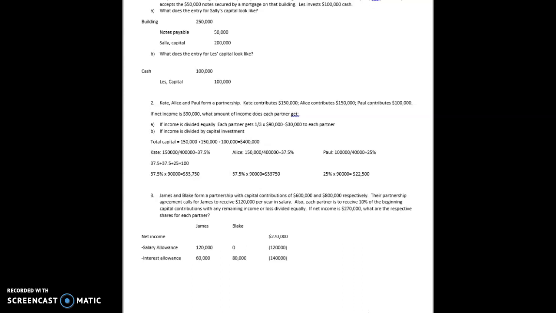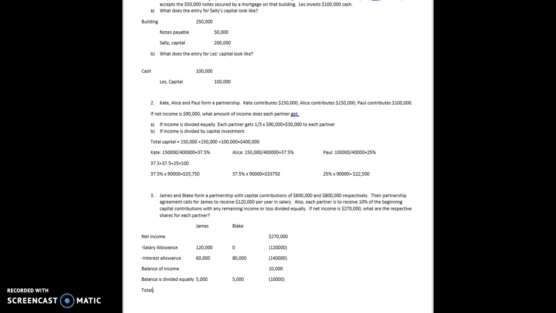If we look at what do we have left, our balance of income, we had $270,000. We paid James $120,000. We paid the two of them their interest allowance at $140,000. That leaves a balance of $10,000 that they say they're going to split equally. So the balance is divided equally. So 10,000 divided by 2 is 5,000. So each of them are getting 5,000, and that's going to bring our balance down to 0. So we're subtracting out that 10,000 now.